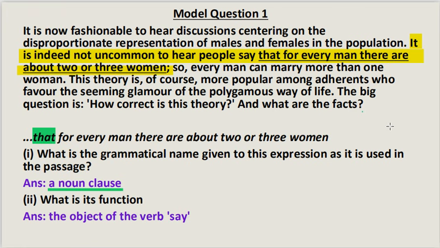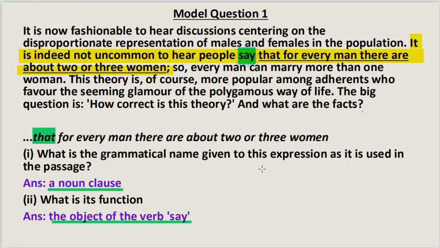This is because there is another type of clause, a relative clause, that also begins with that. But because this particular clause comes after the verb say, it is a noun clause. And what is the function? It functions as the object of the verb say. If they ask you, what did you hear the people say? You will respond that for every man, there are about 2 or 3 women. So it is the object of the verb say.